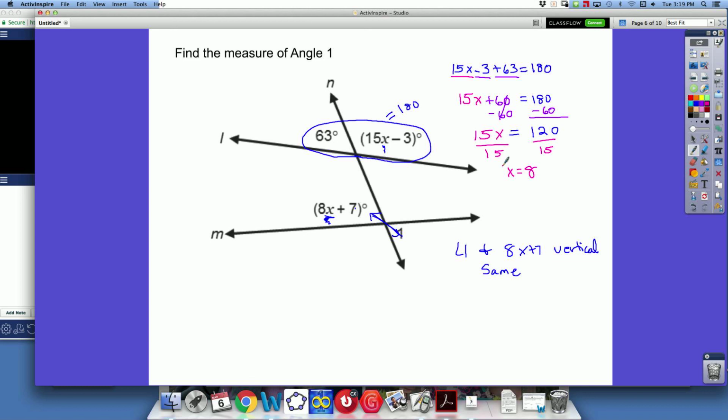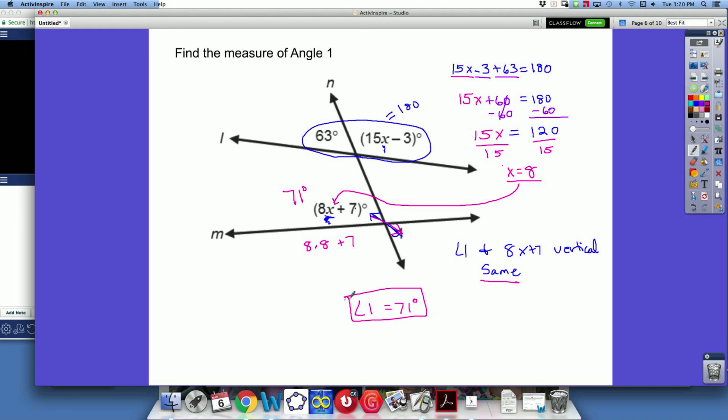So remember, that's not our final answer. We need to go ahead now and go over here and say 8 times 8 plus 7. So 8 times 8 is 64, plus 7 is 71. So this angle equals 71 degrees, and since they are vertical, that means they're the same. So angle 1 also equals 71 degrees.